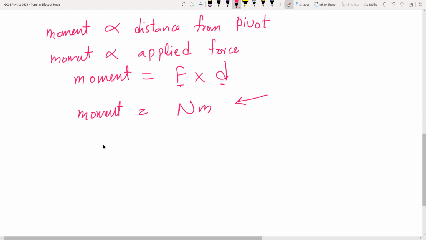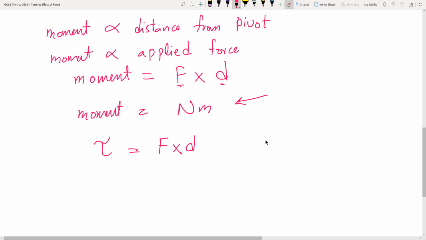So there is a symbol tau, which is used for this. It is not used by the Cambridge book or the syllabus, but this is a university-acceptable symbol for moment. You can write the word moment as a whole, and you can use this Greek symbol tau, which represents torque or moment. This is the formula for moment, right?